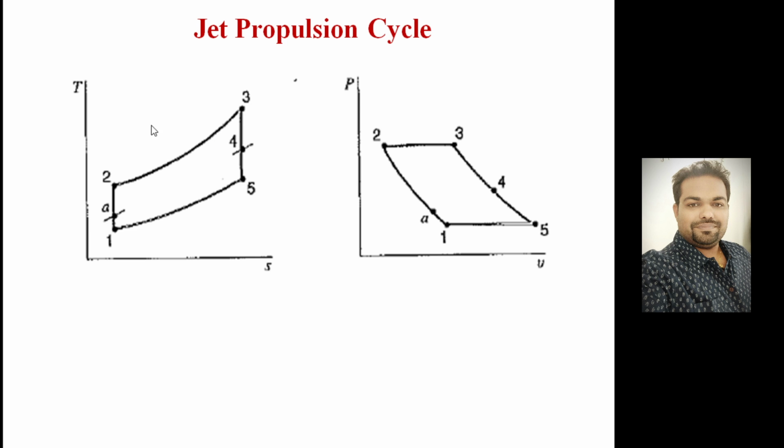So if you draw this over a TS diagram, process 1 to A is basically the diffuser section, and A to 2 is compression, followed by the heat addition. Process 2 to 3 is the heat addition because T3 is higher than T2. Then partial expansion in turbine: process 3 to 4 is the partial expansion in turbine, and process 4 to 5 represents the expansion in the nozzle. This is the nozzle, right? Here turbine, here combustor, A to 2 is compression, and 1 to A is diffusion.